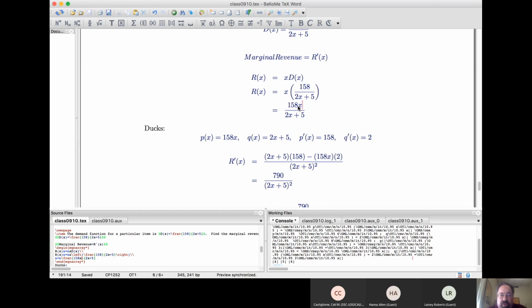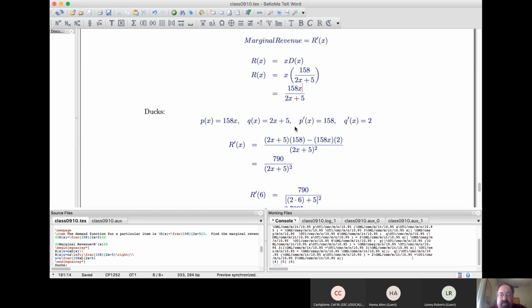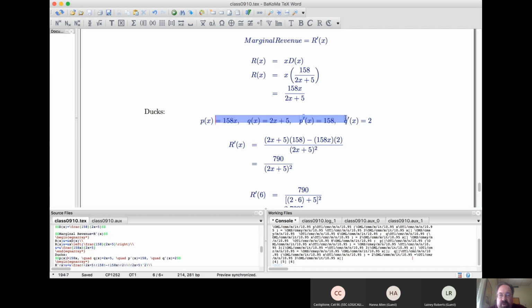So here, our numerators are P, our denominators are Q. Take the derivatives of those. In this case, the coefficient rule is all that's needed to get those derivatives. And then we have a quotient rule. So Q P prime here minus P Q prime down here.